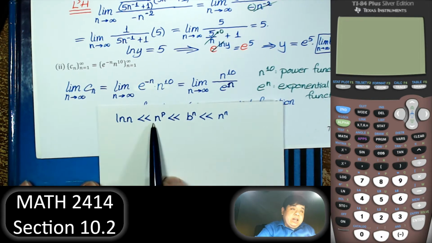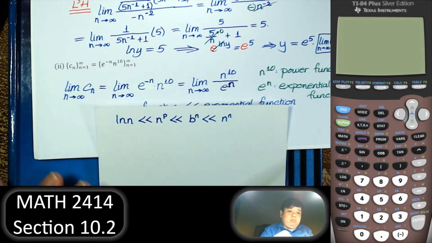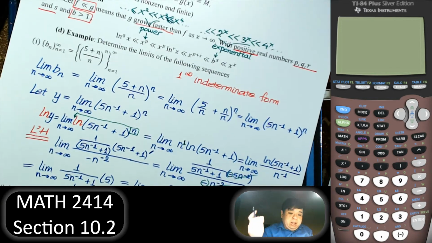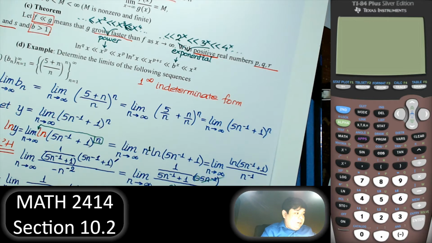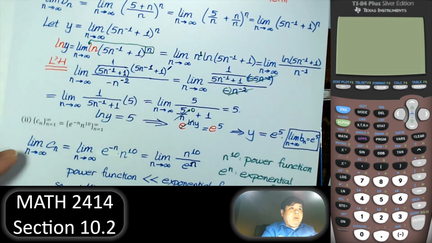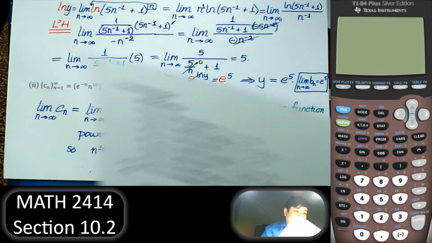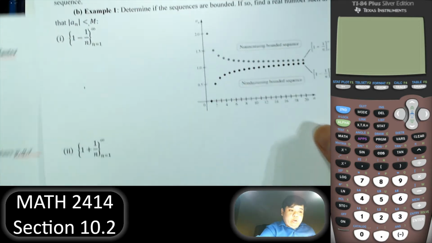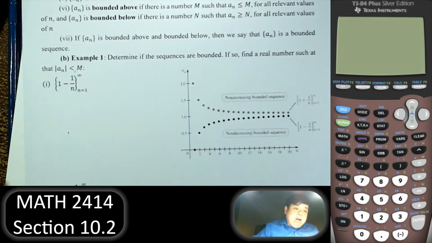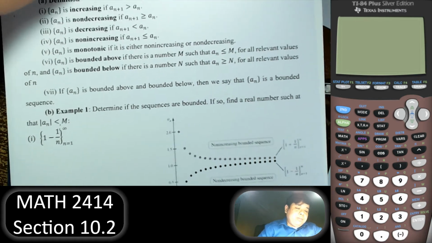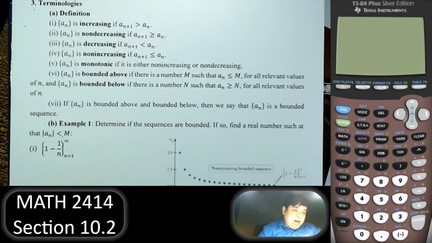So if we have the smaller one divided by the extremely big one, that will go to 0. Or if the bottom goes too fast to infinity, the whole thing goes to 0. If the top goes too fast to infinity, that will go to infinity. Right. Next, more terminologies.